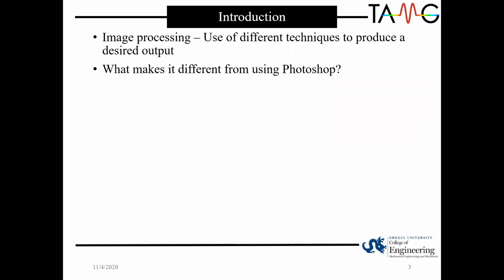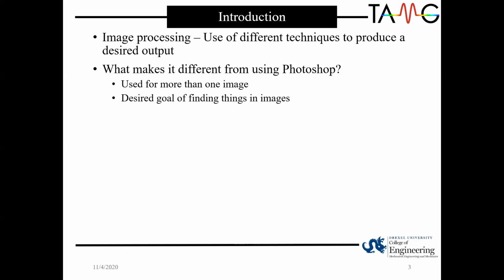So first of all, what is image processing and how is that different from using Photoshop? One of the major differences is that image processing can use multiple different techniques to produce whatever we define as a desired output, and that definition for desired output depends on the user. But essentially, once you have that, that technique can be used for more than one image. And the desired goal is in finding out different characteristics within that image.